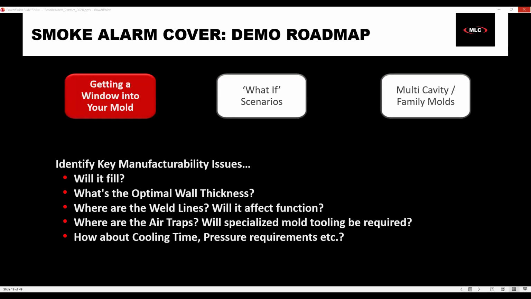The domains are really just your volumes. So this is pulled in automatically by the system. We have one part, that's one volume. What you'll see later with a family mold, we might have 4 domains. And then we'll see later we can add additional domains such as the runner system.